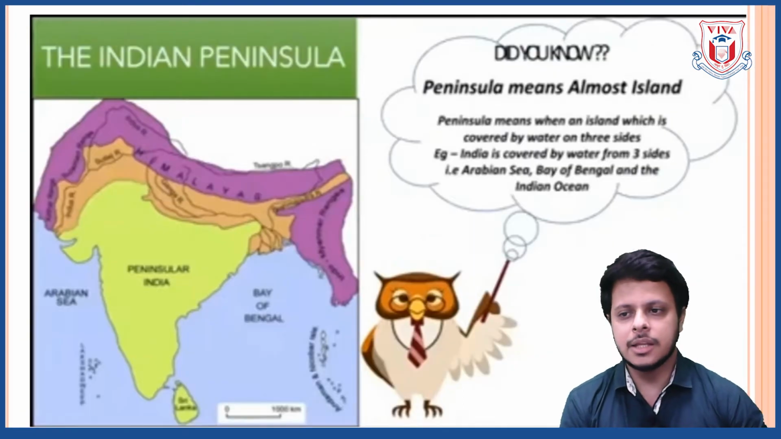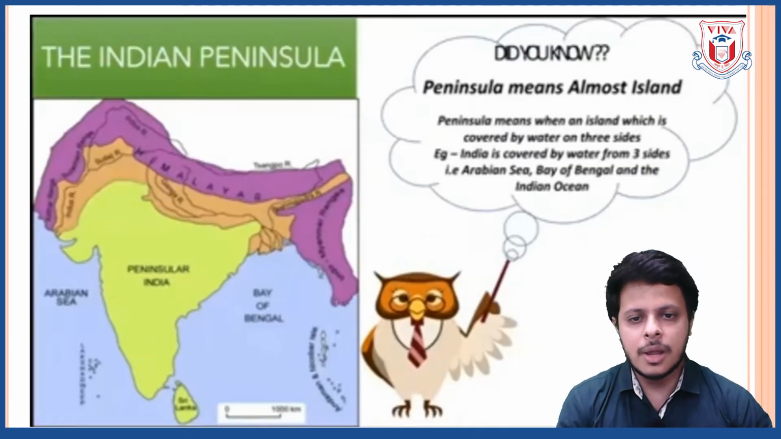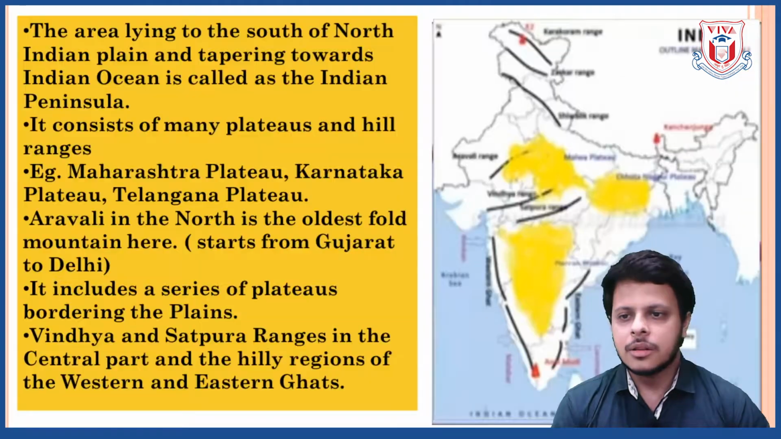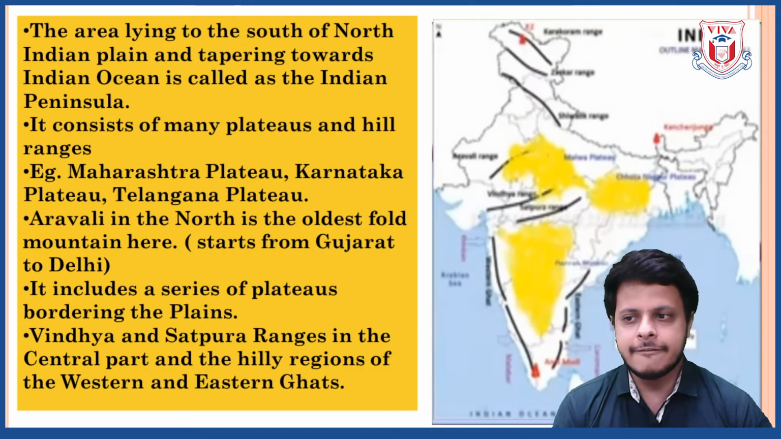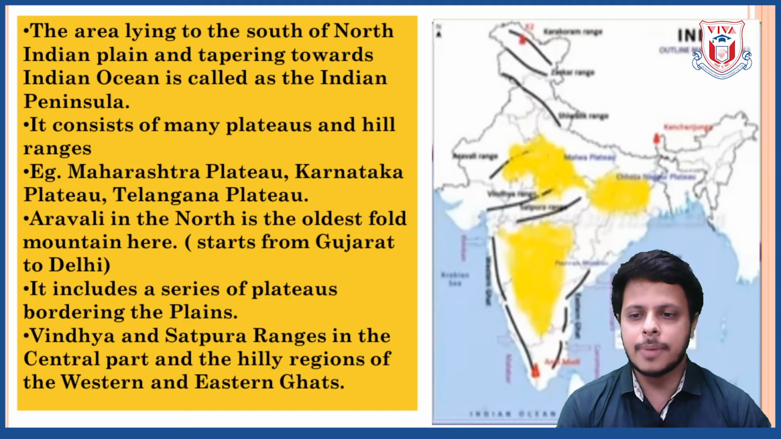Now let's understand the Indian peninsula. Peninsula means almost an island, an area which is covered by water on 3 sides. For example, India is covered by water on 3 sides, that is the Arabian Sea, the Bay of Bengal and the Indian Ocean. The area lying to the south of the North Indian plain and tapering down towards the Indian Ocean is called the Indian peninsula. It consists of many plateaus and hill ranges. Example, Maharashtra plateau, Karnataka plateau, Telangana plateau.